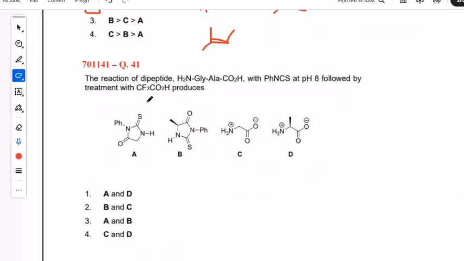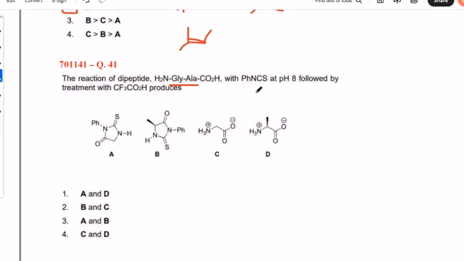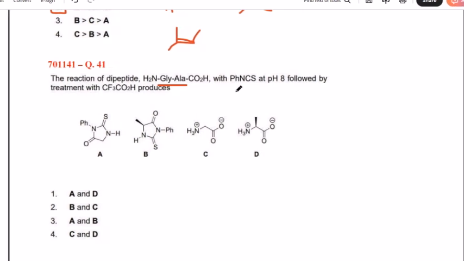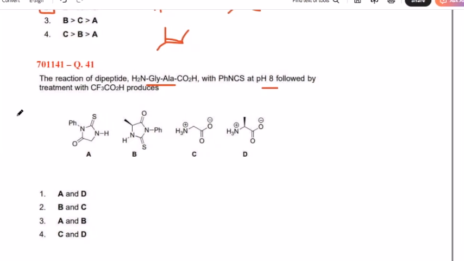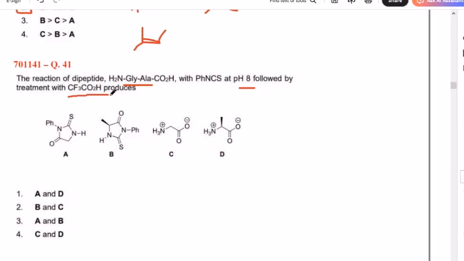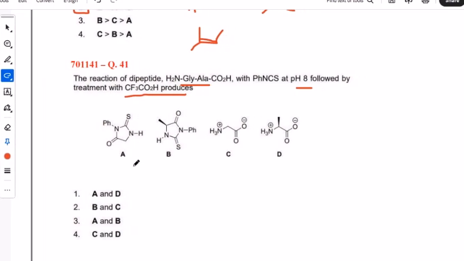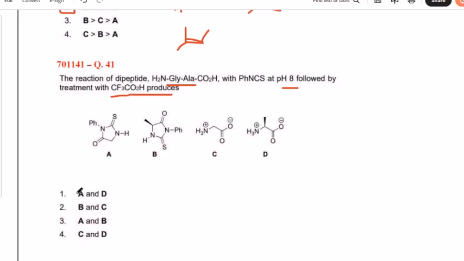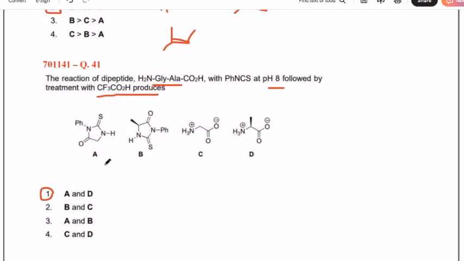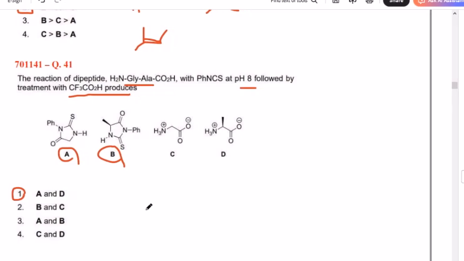Next, the reaction of the dipeptide, that is glycine and alanine, with benzene isocyanate at pH 8, followed by treatment with TFA, that is trifluoroacetic acid, produces compound number 1, that is A and B. It is going to give A and B. Option number 1 is the correct option, friends.